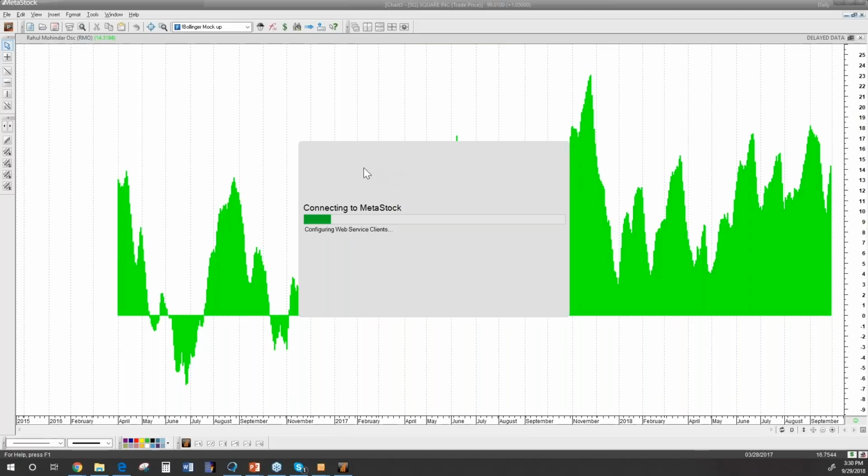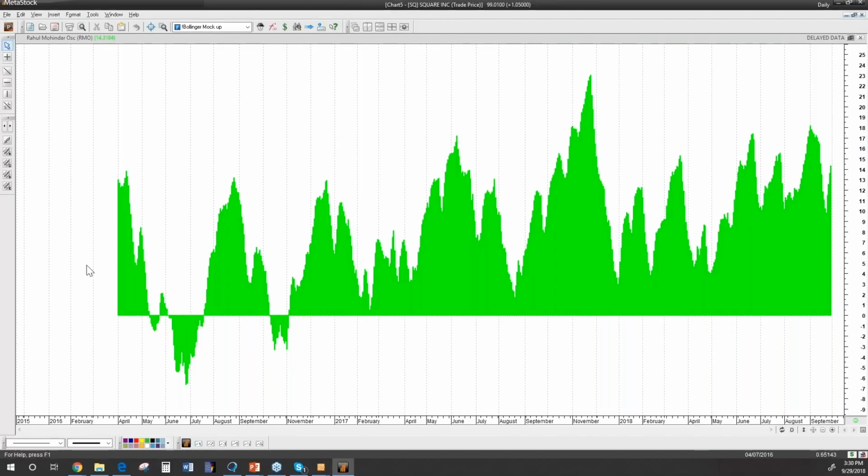Oh, I think I wiggled my cord and it lost the connection to MetaStock, but that's okay. We'll let it reconnect. Hopefully it will. It did. And what I'm going to do is put a little bit of a line here. Okay, here we go. This line is close to 0. It should be at 0.